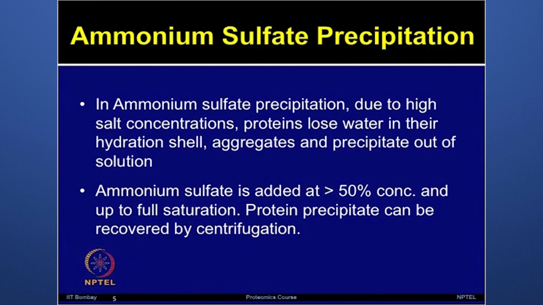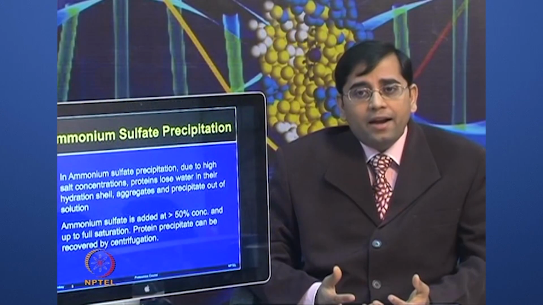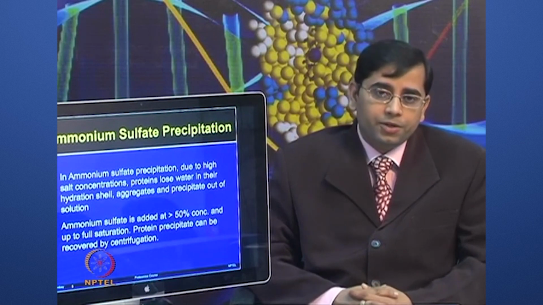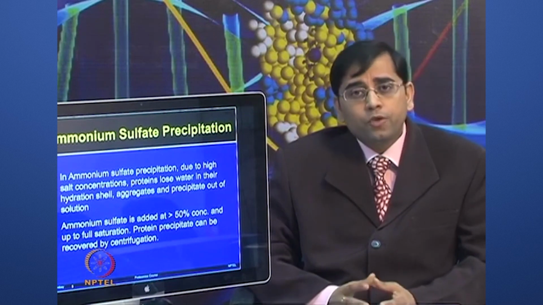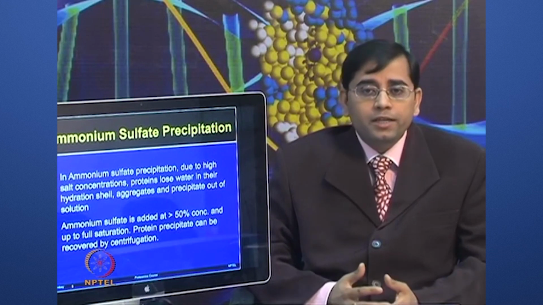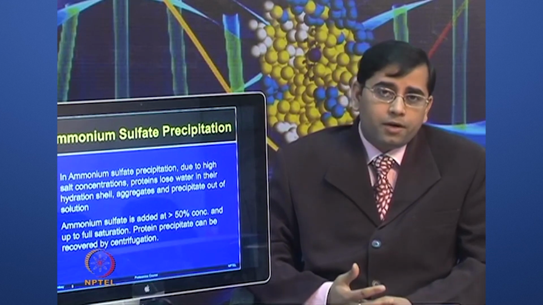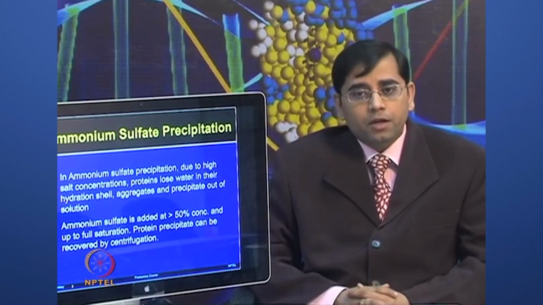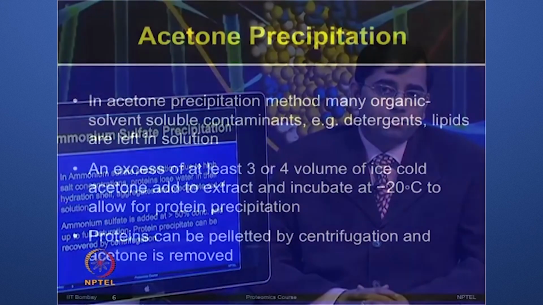In ammonium sulphate precipitation, due to the high salt concentration, the proteins lose water in their hydration shell, aggregate and precipitate out of the solution. So, if you add ammonium sulphate at greater than 50% concentration and up to its full saturation, protein precipitation will occur, and then by performing the centrifugation step, this can be recovered.